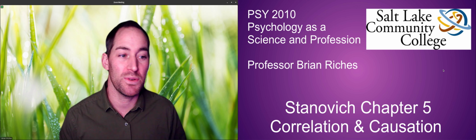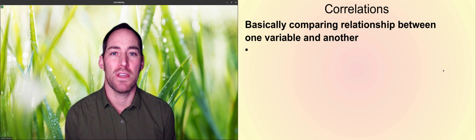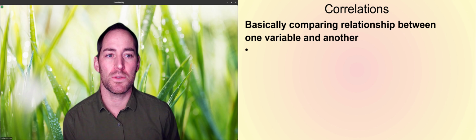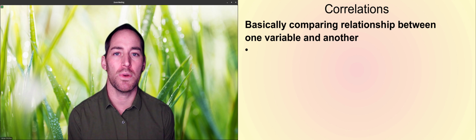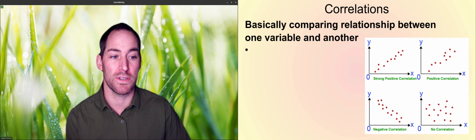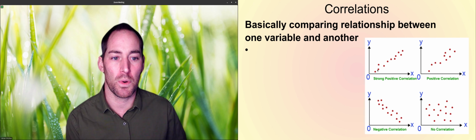We are going to talk a lot about correlations. We've mentioned them before. Essentially, a correlation is when you compare the relationship between variables. A lot of our examples are going to be just two variables and the relationships between those two variables. So here are some examples of correlations.